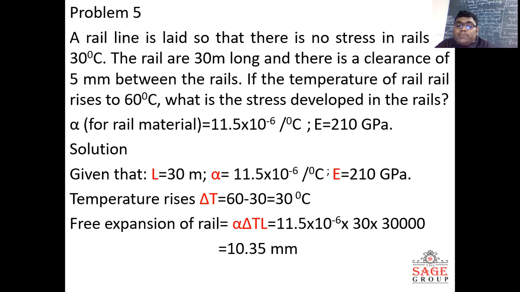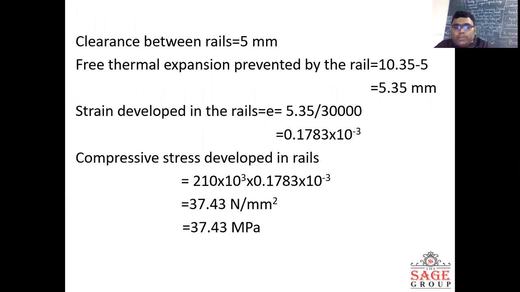Then the free thermal expansion in the rail you can calculate by the formula alpha delta T L. Put the values of alpha, delta T and L and you will get the free thermal expansion. What the question asks is the stress developed in the rail. So first you have to calculate the free thermal expansion, then the strain, then multiply by E, and you will get the stress. Simple like this.